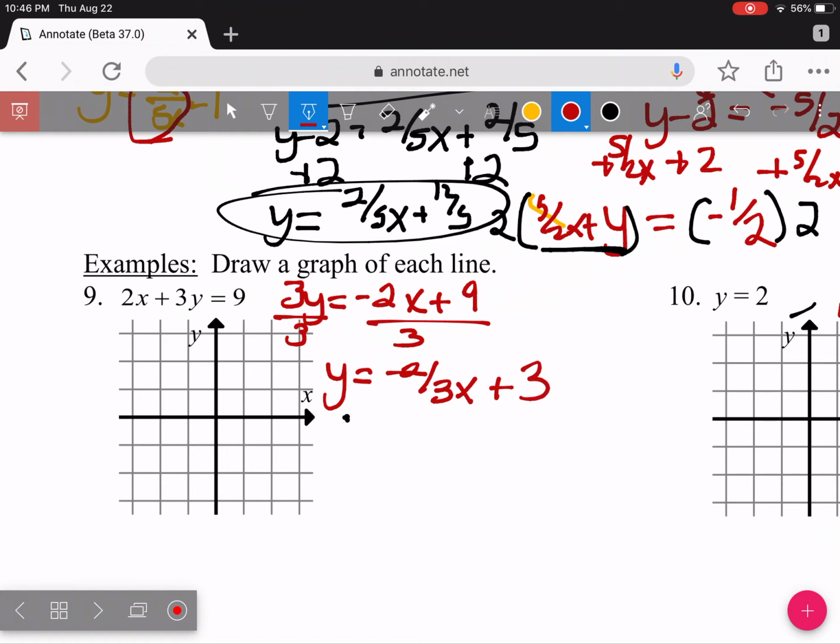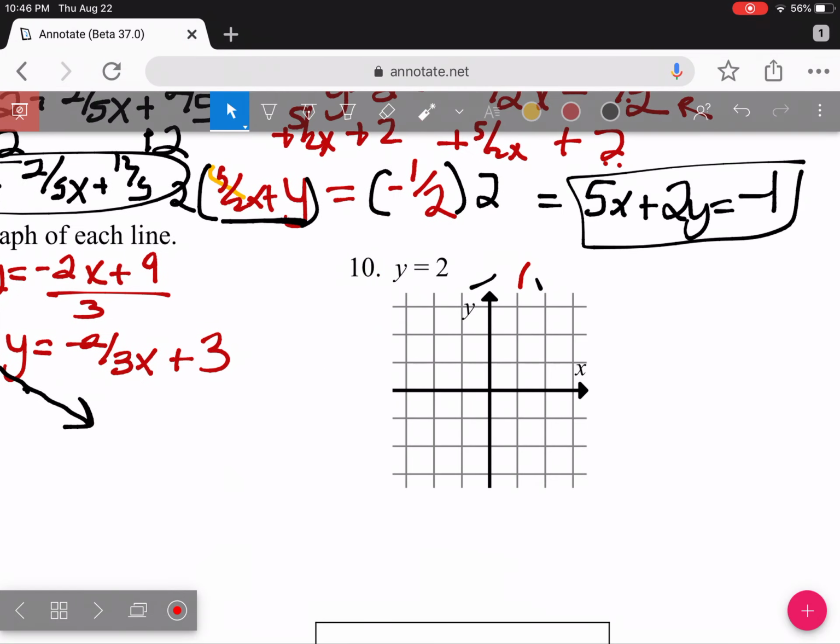So our y-intercept is 3. 1, 2, 3. And our slope is negative 2/3. So we go down 2 and over positive 3, right? Can't go down and to the left. You got to do one of them negative, one of them positive to have a negative slope. And then our graph is too little to graph anymore, so we're just going to make that line. And there you go.